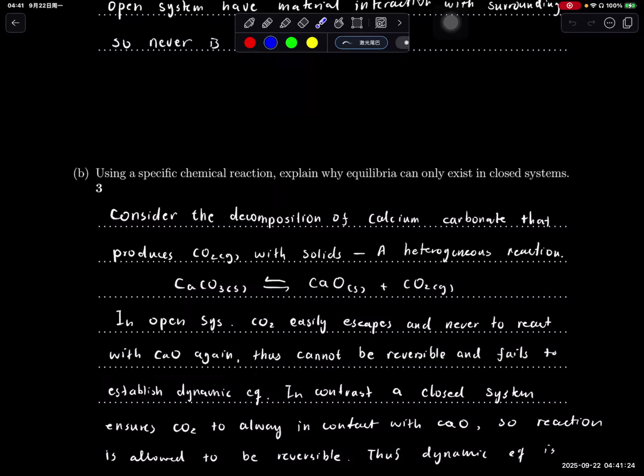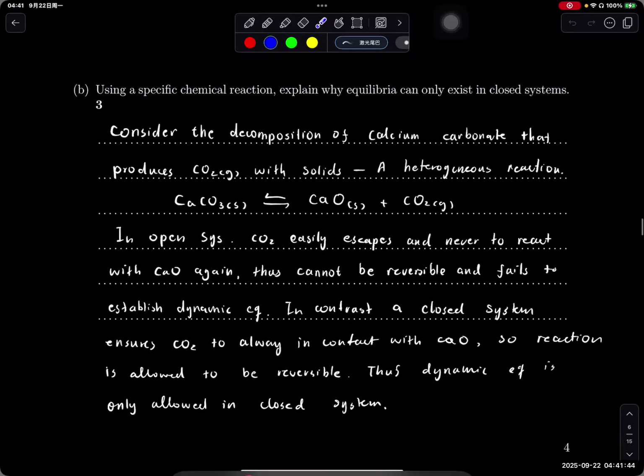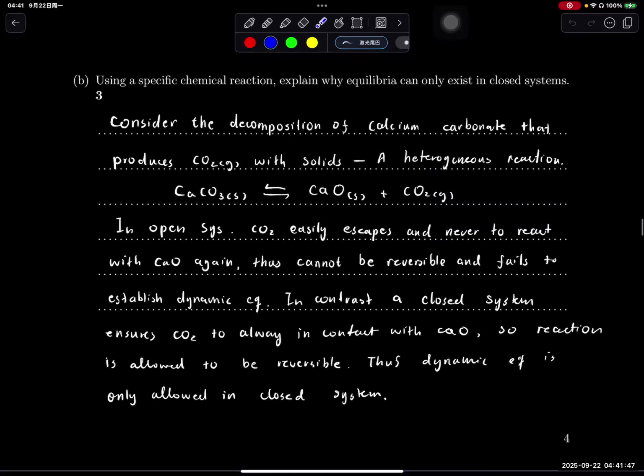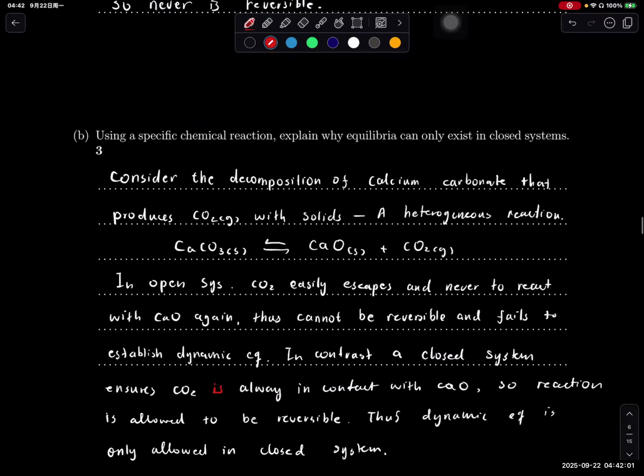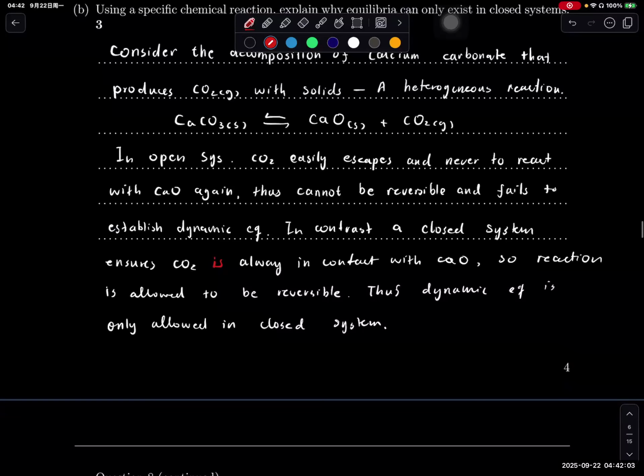And I talked about how in an open system, carbon dioxide easily escapes and then reacts with calcium oxide again, meaning that it cannot be reversible. It never reaches equilibrium. It fails to establish dynamic equilibrium. Whereas in contrast, a closed system ensures that carbon dioxide is always in contact. There's a typo here, but it doesn't change a lot. It's always in contact with calcium oxide, so the reaction is allowed to be reversible. Thus, dynamic equilibrium is only allowed in a closed system.